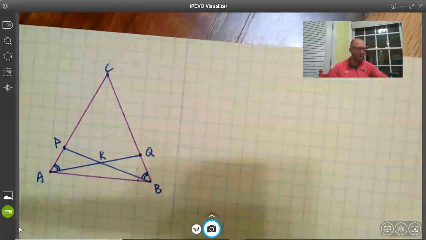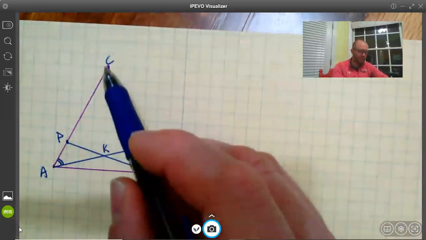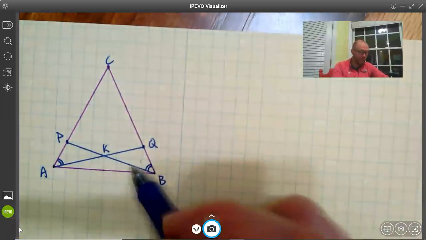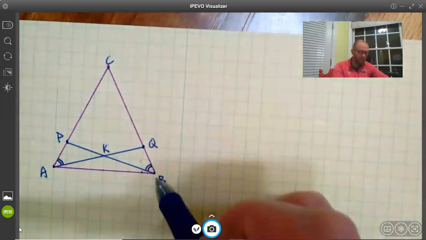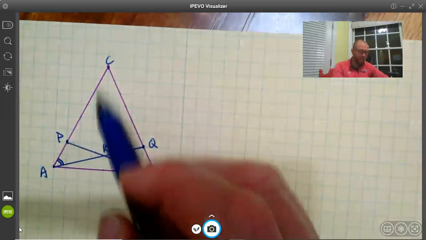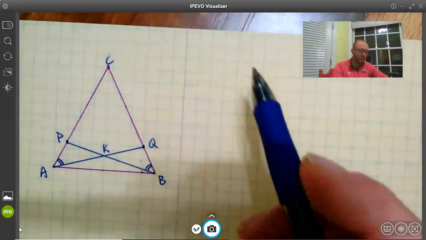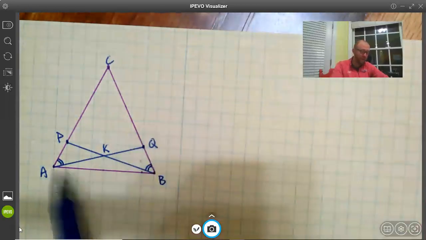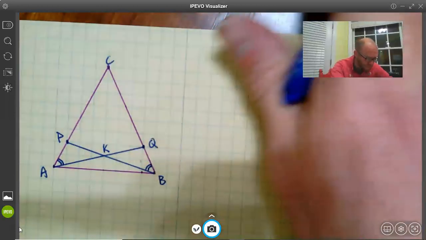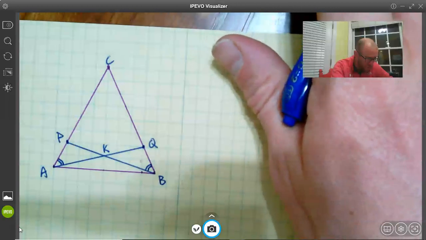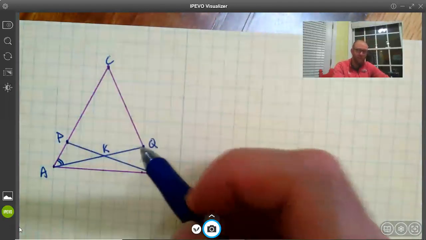Okay, so we have a triangle here, CAB. We're told that CA is congruent to CB, and that these points here, P and Q, are specifically selected so that the angle CBP is congruent to angle CAQ. And our goal is to prove that these two segments, CP and CQ, are congruent.